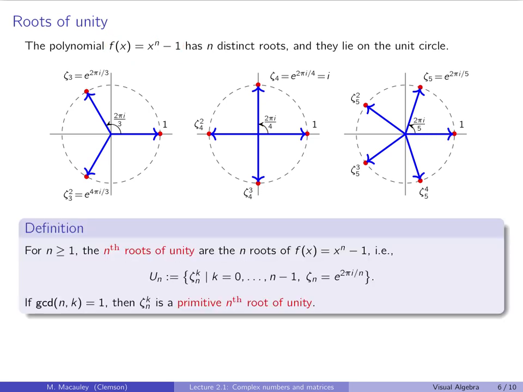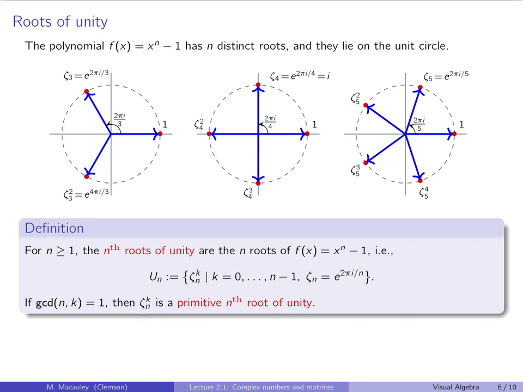Formally, for an integer n at least 1, the nth roots of unity are just the n roots of x to the n minus 1, and they are of the form zeta n to the k, where zeta n is e to the 2 pi i over n, so this first one, and k is between 0 and n minus 1. Here's one more definition. If n and k are relatively prime, then we say that zeta n to the k is a primitive nth root of unity.